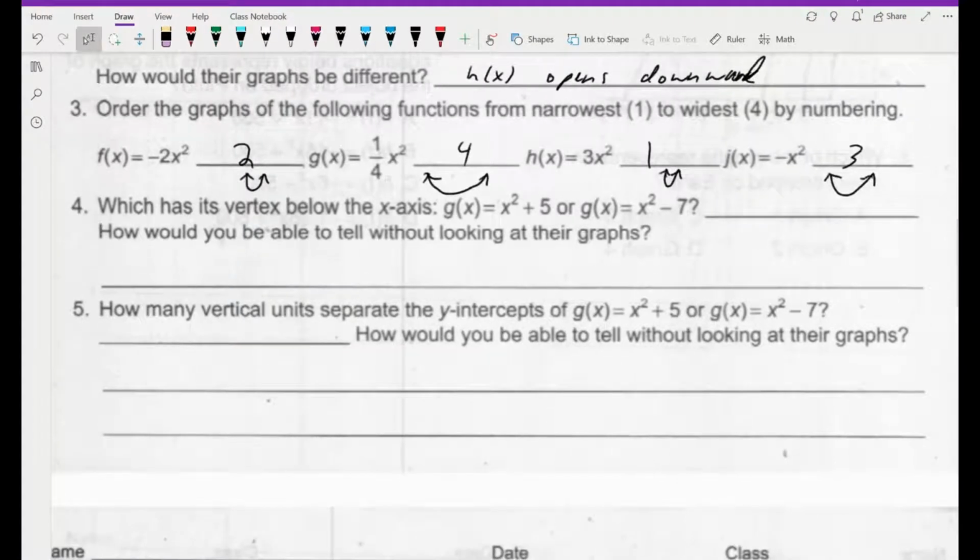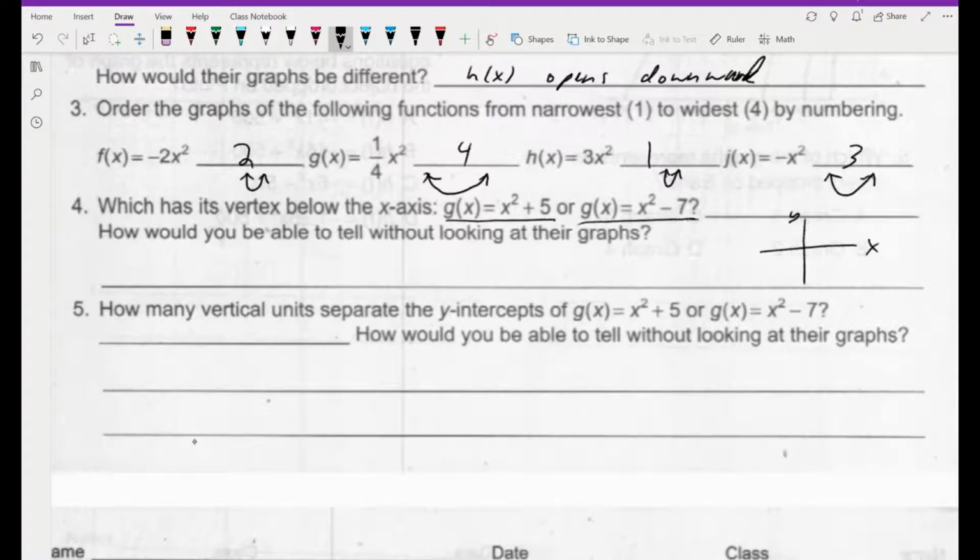Number 4, which has its vertex below the x-axis? So if we had a graph here, which one of these? We have a g of x equation here equals x squared plus 5. Or the g of x, I'm sorry, they should have given it a different letter like h of x or something. But they call it g of x again, equal to x squared minus 7. Which one would be below the x-axis? Here's the x-axis. There's the y-axis.